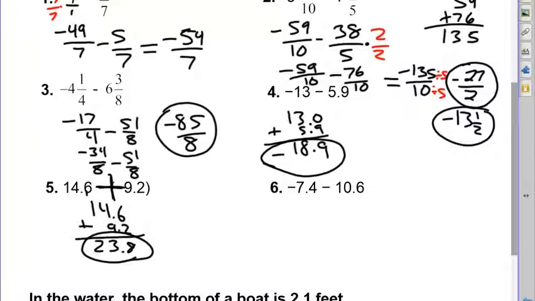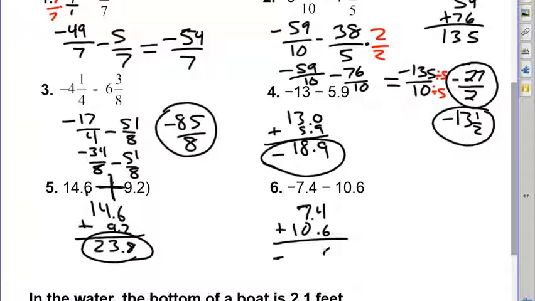Number 6, we have negative 7.4 minus 10.8. Again, we're subtracting a number from a negative. It will be a larger negative number. The result will be of 7.4 plus 10.6. But our answer will be negative, so I'm just going to write that negative sign down right from the beginning.